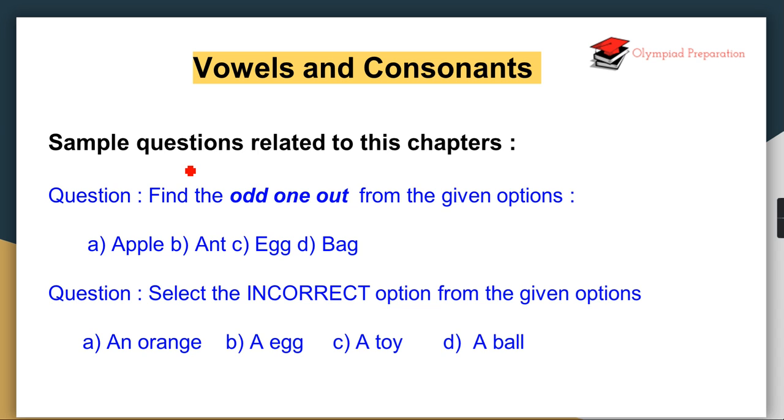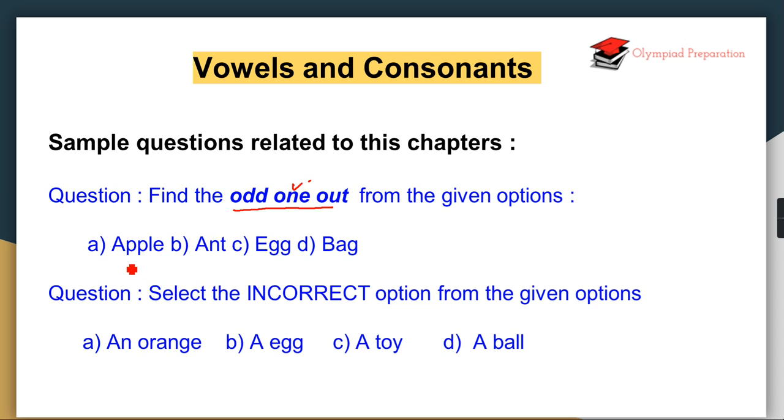Now, the type of questions that can come in the Olympiad examinations based on vowels and consonants. Here are a few sample questions. Like you can see, find the odd one out from the given options. So here we have four options: apple, ant, egg, and bag. So you have to check what is the similarity in any three of these options, and only one is odd.